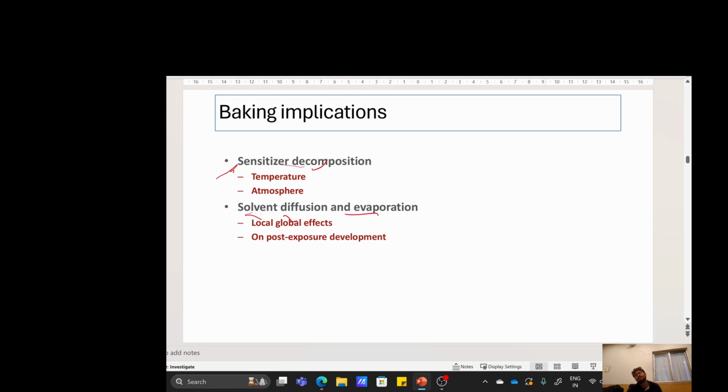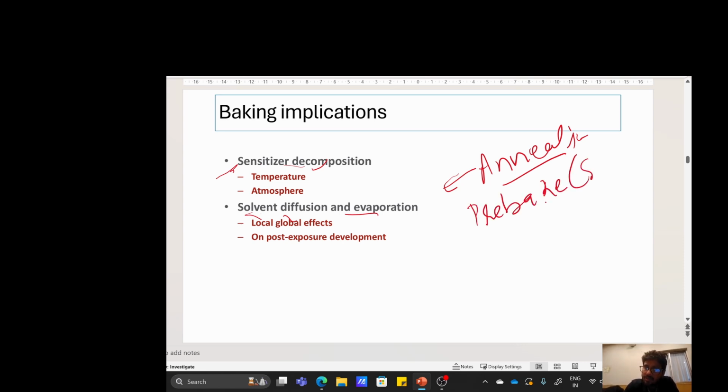After the UV exposure through the mask, we do annealing. There are two things: one is pre-bake and one is post-bake. Pre-bake, which is also called soft bake, is done just after coating of the photoresist.